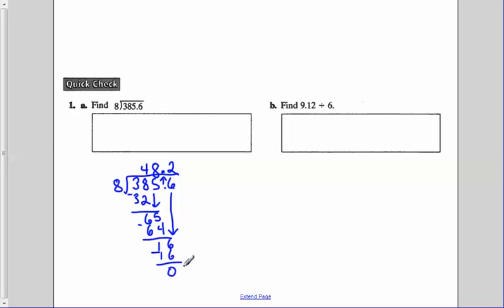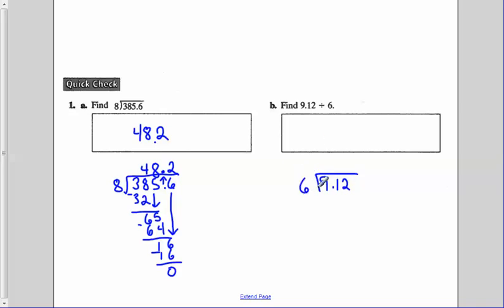I subtract, I get 0, so I'm done. So my answer would be 48 and 2/10. Now for B, find 9 and 12 hundredths divided by 6. So again, I'm going to rewrite this down into some white space so I have space to work. There's nothing wrong with getting some scratch paper to do this if we didn't have the space down below.